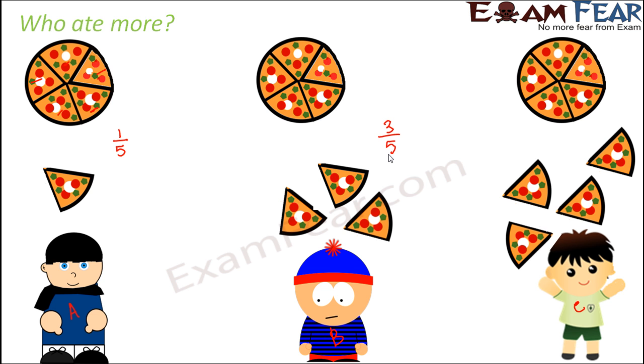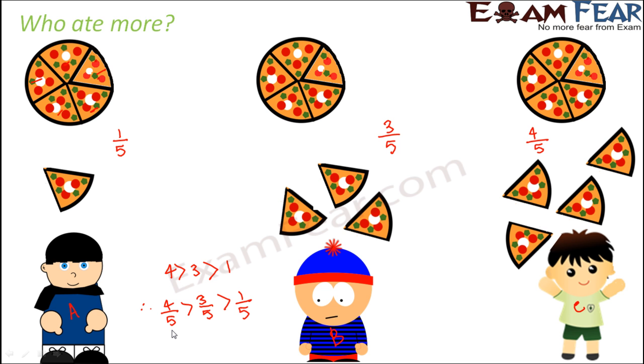When it comes to C, he eats 4 slices out of the 5 slices. So he eats 4/5 of the pizza. Now, if you are asked, can you tell me who ate more? That's quite evident because C ate 4 slices of the pizza, so 4 is greater than 3, which in turn is greater than 1. Therefore, 4 by 5 is greater than 3 by 5, which in turn is greater than 1 by 5. Now, why could we just compare the numerators in this case? Because the denominators were the same. So all of them have the same denominators.